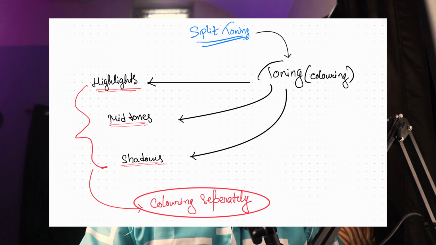So split toning basically means split and tone. Tone means coloring, some sort of coloring. So split toning, as the name suggests, you split the pixels and then color them. It is a sort of divide and rule thing, in which you separate the shadows and highlights and color them separately. In this video I'm going to show you how you can do that using the Lightroom mobile app.